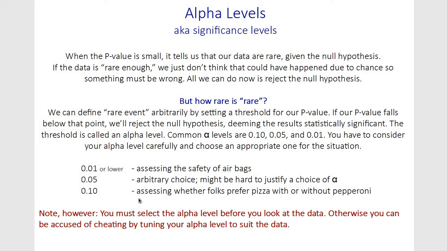Okay, is that making sense? So guess or select your alpha level, what you want to get that's going to prove that your statistic is rare before you get your p-value, right? Because then you're considered cheating.